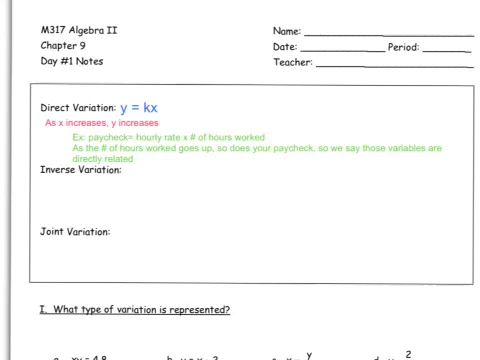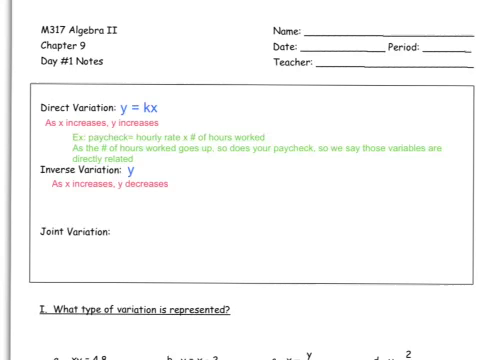Now, inverse variation, on the other hand, is a little bit different. Inverse variation means as x increases, y decreases. The equation that we'll use for inverse variation is y equals k divided by x. Or another way we can think of it is x times y equals k. Depending on the situation, I use both of those equations.